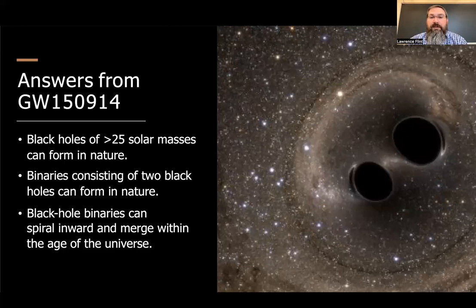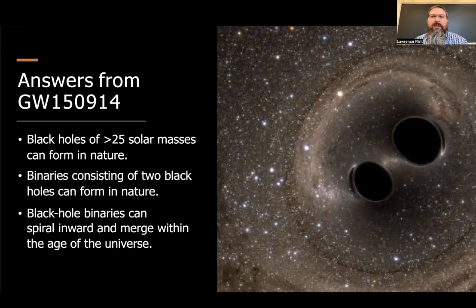So it turns out that what we know from that data is that black holes with greater than 25 solar masses can form and do exist, which wasn't really a surprise because we observe incredibly massive black holes like Sagittarius A in the center of our galaxy. And binaries of two black holes can form. So these are two black holes that are orbiting about a common center of mass, and they can merge within the age of the universe. So those are all hypothetically possible. This is just direct observation of it.